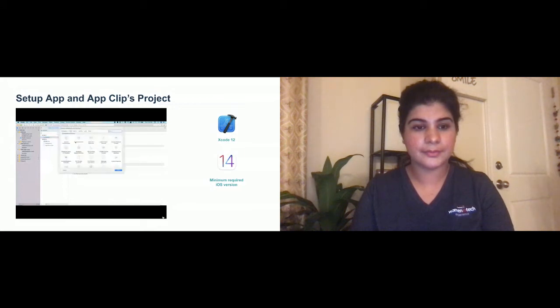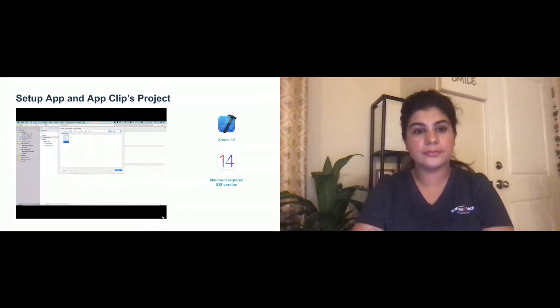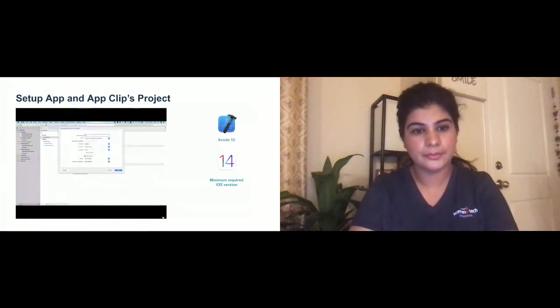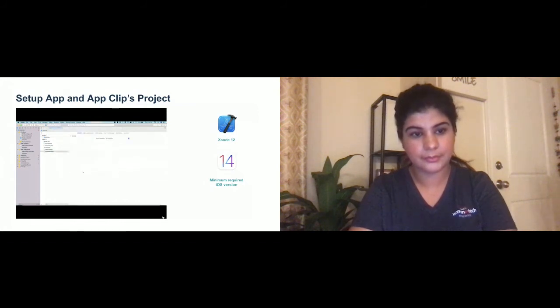I will choose to create a new app clip target. Select the app clip template and press next. I will call it MobileClip. Click on finish, and it will automatically be embedded in our full mobile application. You have noticed that Xcode has automatically populated the name and the bundle identifier of your application.